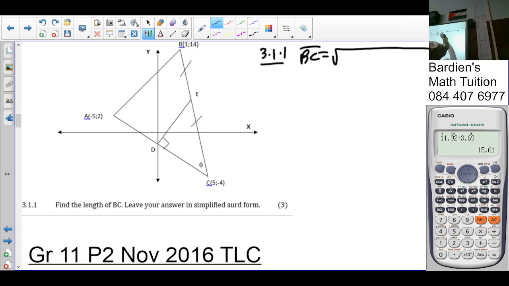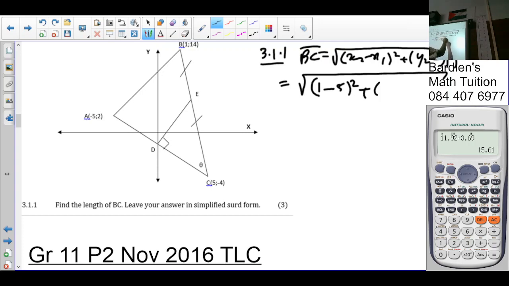We'll use the formula: the square root of x2 minus x1 squared plus y2 minus y1 squared. So B is (1, 14), C is (5, -4). So the square root of 1 minus 5 squared plus 14 minus -4 squared. That is 1 minus 5 squared plus 14 plus 4 squared. That gives us 2 root 85.